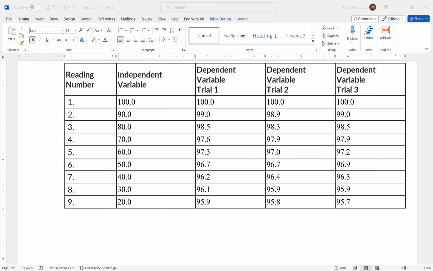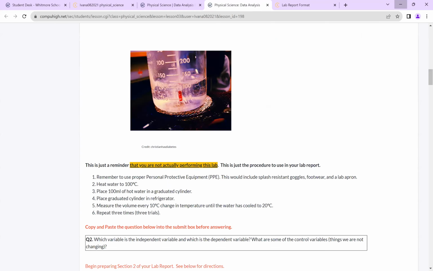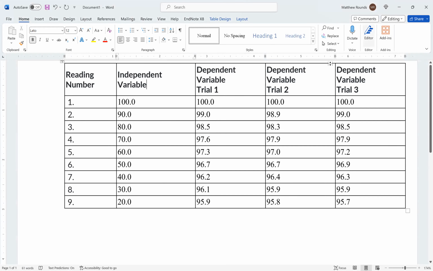Okay. We're heating up the water. We then put the water in a cylinder. We then place the cylinder in a refrigerator. And then we measured the water every 10 degrees Celsius to see if it changes temperature.